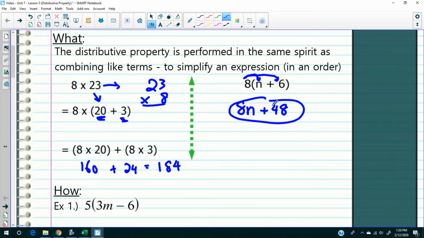So in other words, think about it like this. Combining like terms in the last lesson makes an expression shorter. So in a way, you are simplifying an expression with combining like terms. So is the distributive property. What is the distributive property doing? It is making it shorter by getting rid of the parentheses.